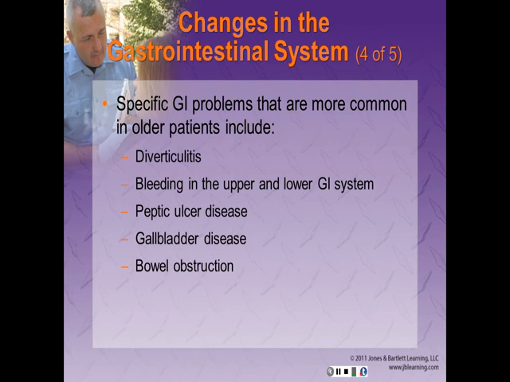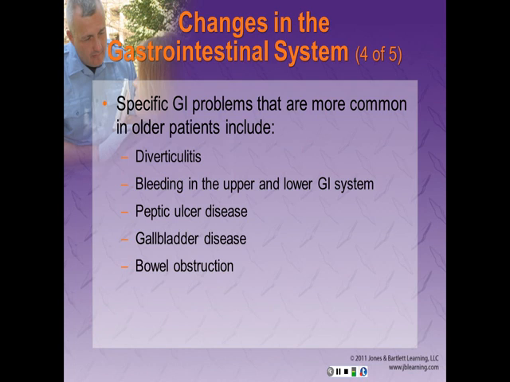Gallbladder disease. This is more common in older adults, and they have a higher risk of complications from gallstones. Patients will complain of sharp right upper quadrant pain, and the pain may radiate to the back and right shoulder. Patients will present with inflammation of the gallbladder called cholecystitis, and jaundice.